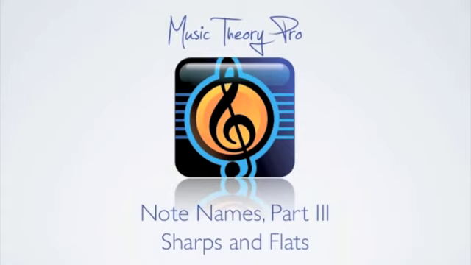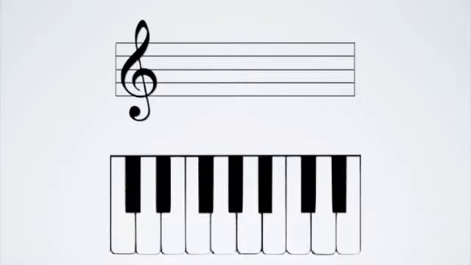Sharps and flats are sometimes called accidentals. A sharp raises any note up a half step to the next nearest note. So if we start with the note F and add a sharp in front of it, it goes up a half step. That's F sharp. Here's a G followed by G sharp.